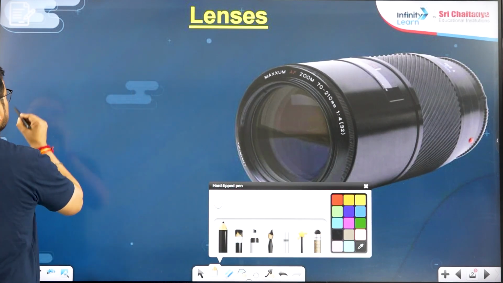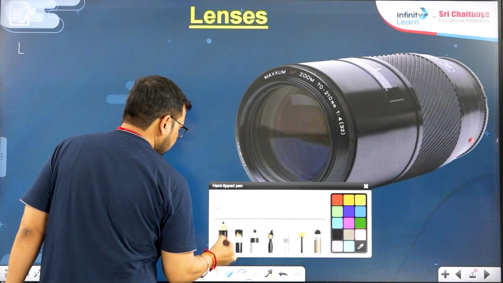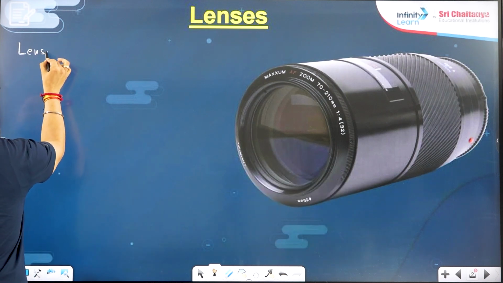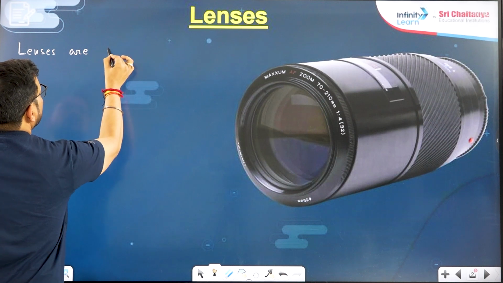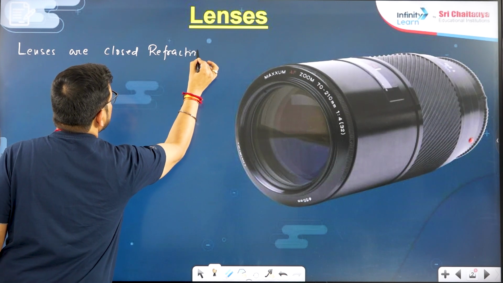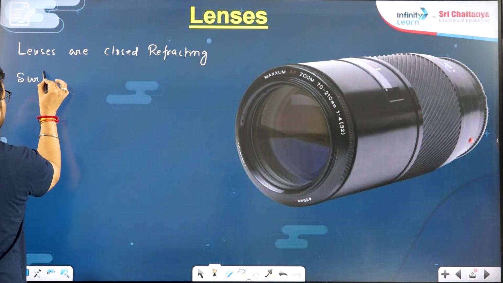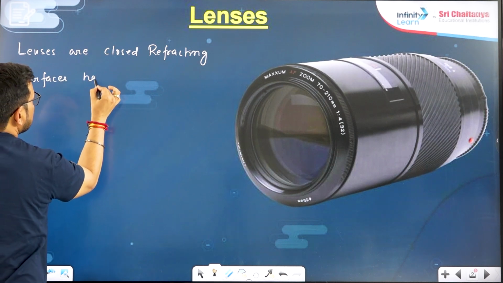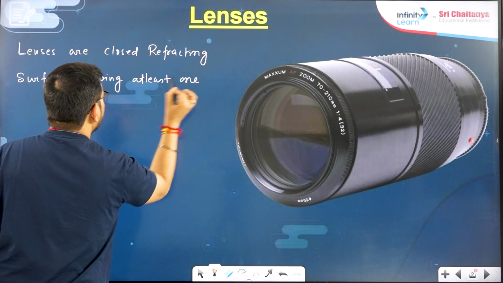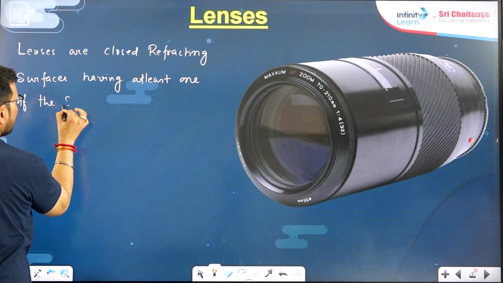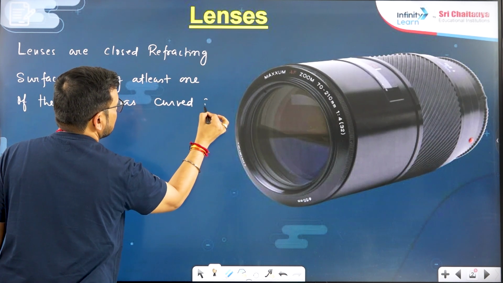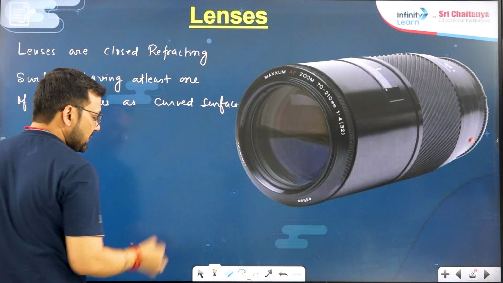If someone asks us what a lens is, then we will say: lenses are closed refracting surfaces, having at least one of the surfaces as a curved surface.